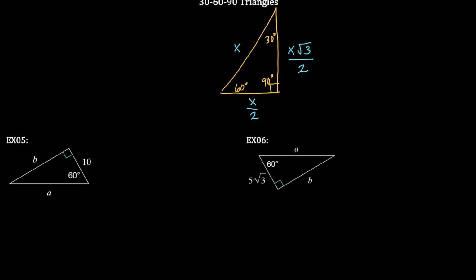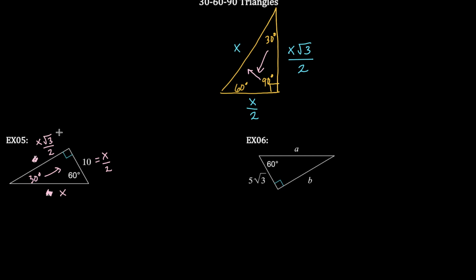So I should probably label these first. As usual, I like to get rid of these. And then I like to just say, okay, this is my 30. Across from the 30 degrees is the X over 2. The hypotenuse is X. That means that one's X square root of 3 over 2.